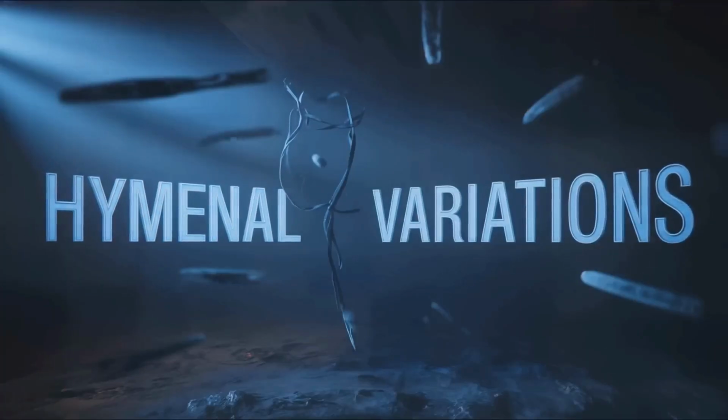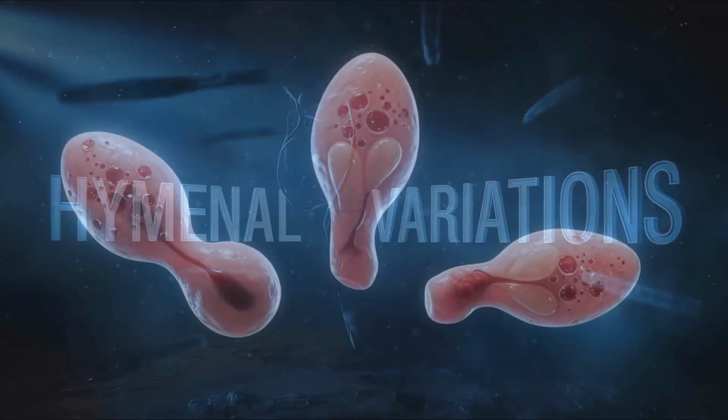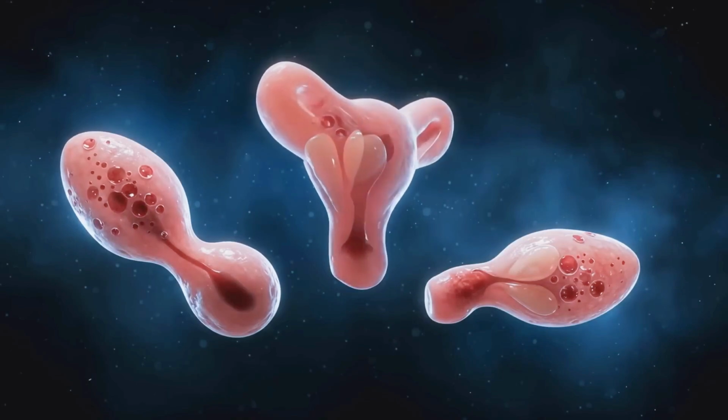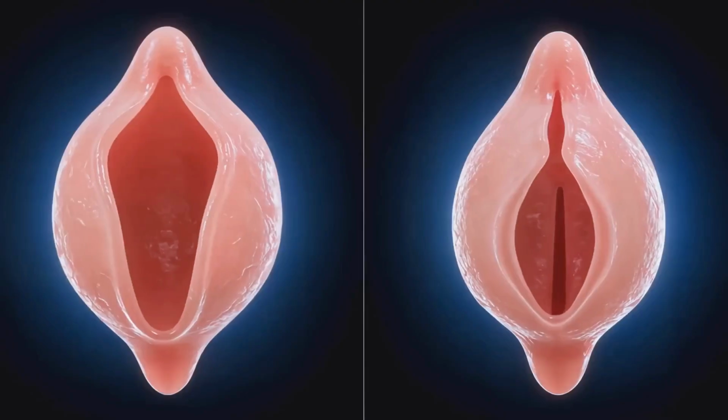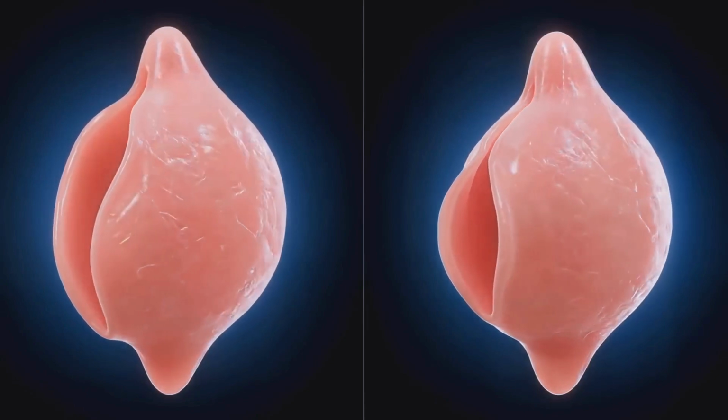Now, let's take a closer look at the different types of hymens we can encounter. As you can see here, we've got several naturally occurring forms. Cribriform, with multiple small perforations, imperforate, which has no opening, and microperforate, with a very small opening.